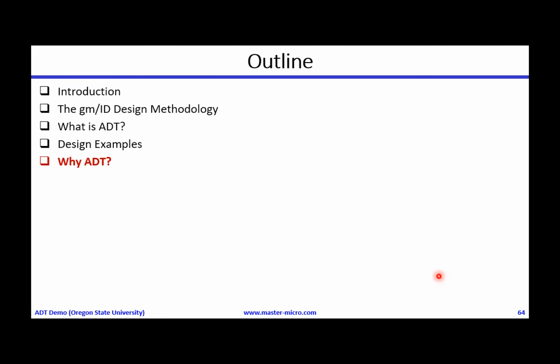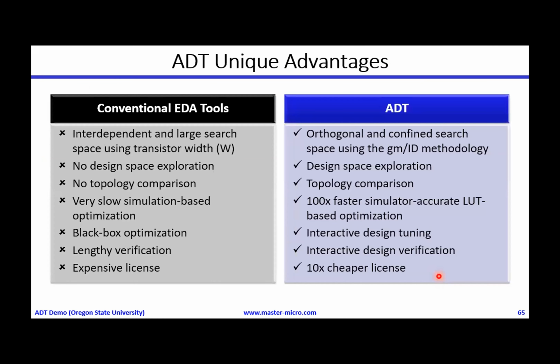After I have shown you all of this, we can see that ADT has unique advantages that are not there in any other conventional EDA tool. We are using the gm over ID design methodology. This gives us orthogonal and confined search space. We have design space visualization, exploration. We have topology comparison. We actually have 100x faster optimization that I haven't shown in this presentation. We have interactive design tuning, verification, and all of this at 10x cheaper license and even free license for non-commercial use.